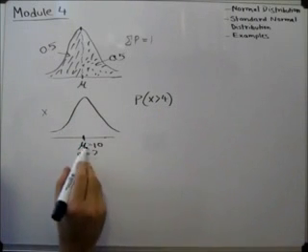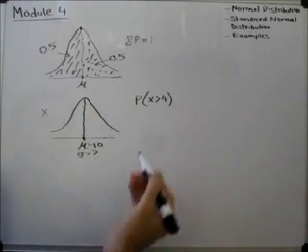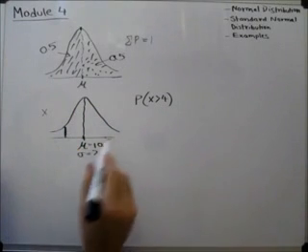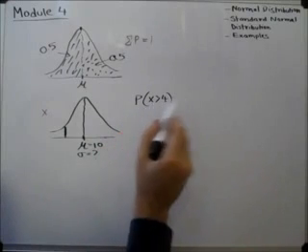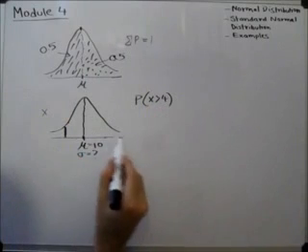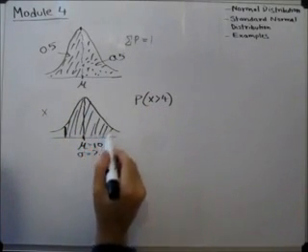So let's see. This is 10. So obviously 4 is going to be towards the left somewhere. And remember, I said that the probability is the area under the curve. So probability of x greater than 4 is going to be where x is greater than 4, which is in this direction. So that probability is this.